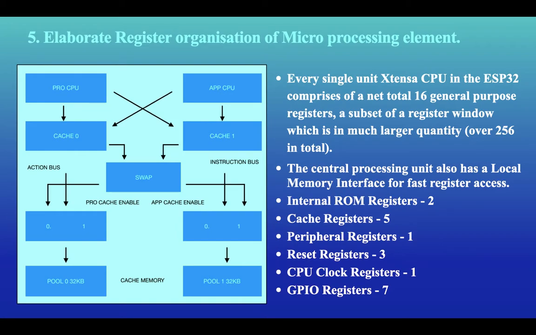Elaborate register organization of microprocessing element. Each of the two CPUs, Pro CPU and App CPU, in ESP32 has 32 KB of cache for accessing external storage. Pro CPU uses bit Pro cache enable in register DPORT_PRO_CACHE_CTRL_REG to enable the cache, while App CPU uses bit app cache enable in register DPORT_APP_CACHE_CTRL_REG to enable the same function.